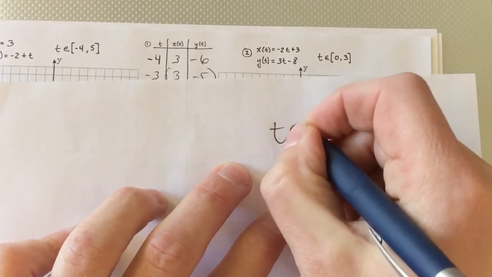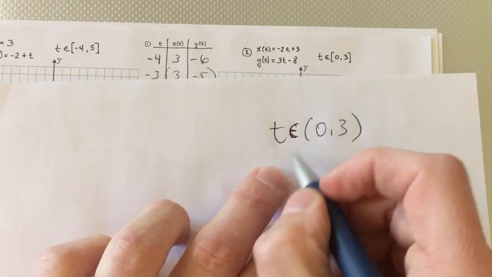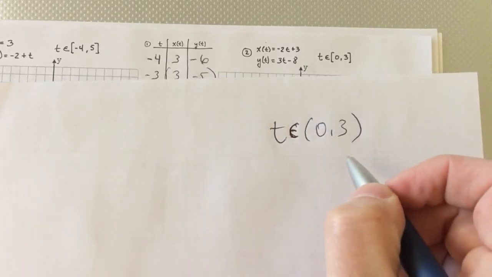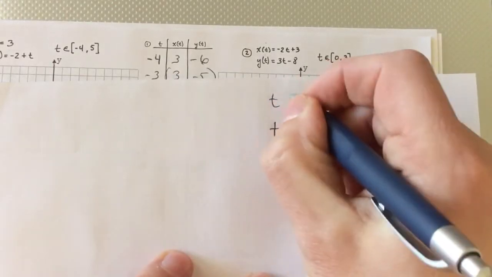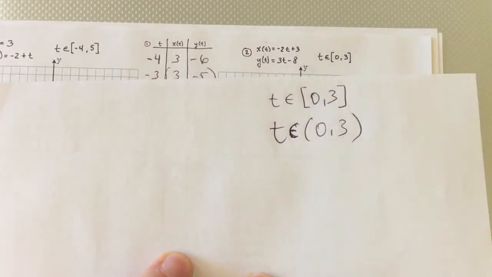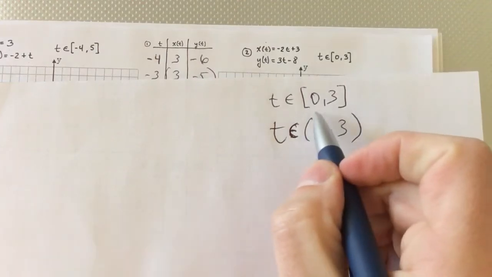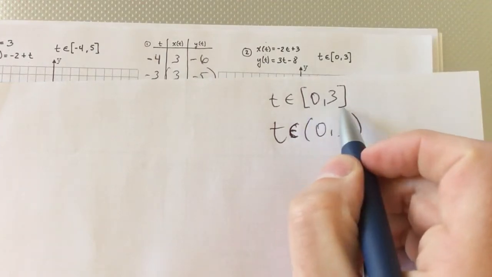Oops, my notation. I'm going to use this E. This E thing means is an element of, or T goes from 0 to 3. Think back to our past use of notation. Well, it stops. It's just like a line segment with the square ones. 0 and 3 would be a line segment, yeah, with 0 to 3 with the square ones.